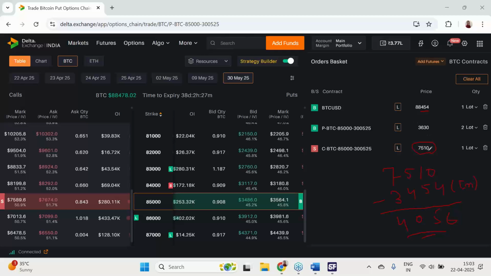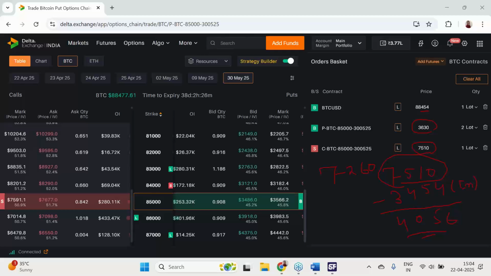So what happens here if I sell this by buying these 2 lots? How much am I spending? So 36 into 2, 7,260 rupees I am spending. I have received 7,510. So almost whatever I am spending for put options, entirely I am getting it through that call option sale. I don't want more money to come from the call option sale. I just want it to be almost equal, a little more or a little less.